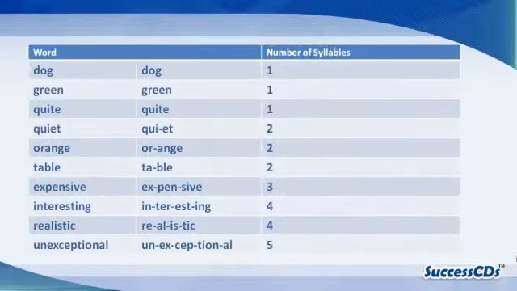Here are some examples of the number of syllables in each word. Dog, green, quiet. In these three words, the number of syllables is 1, as the sound that you can hear is just 1. Dog, green, quiet.